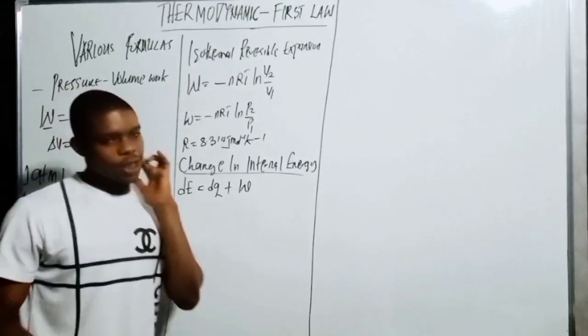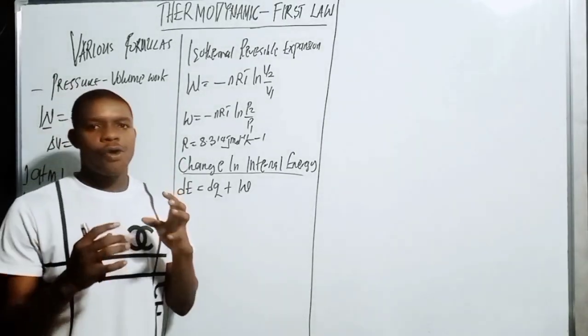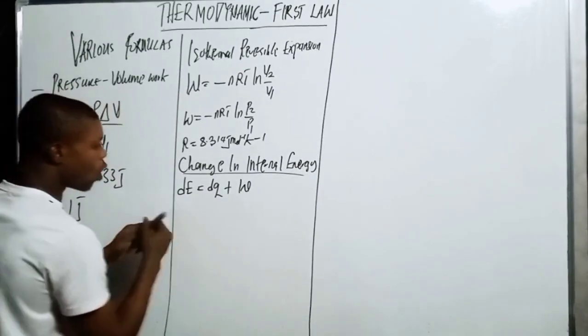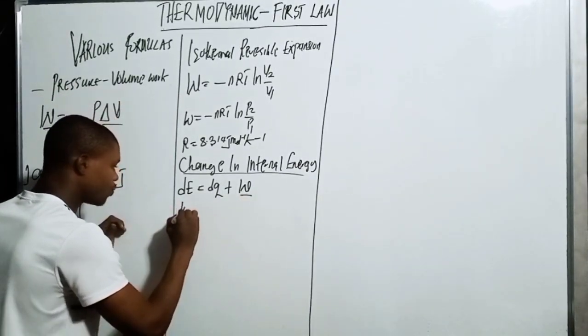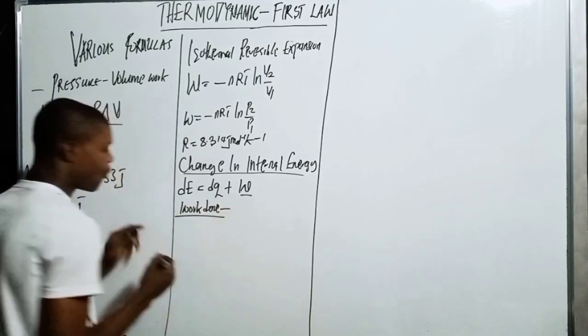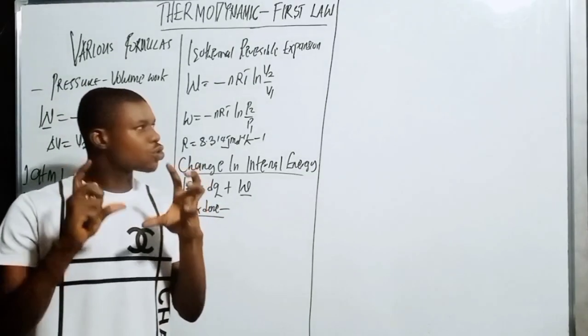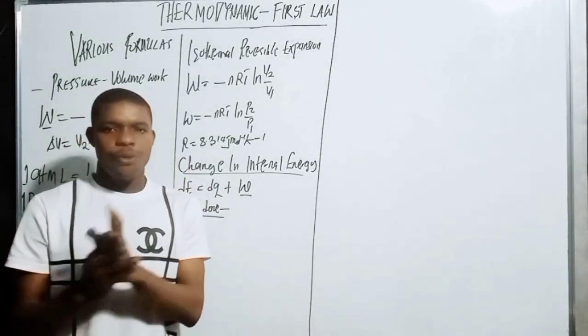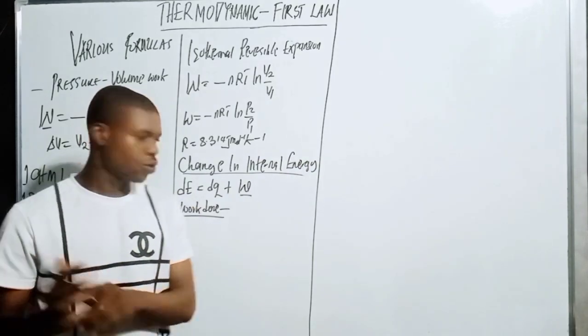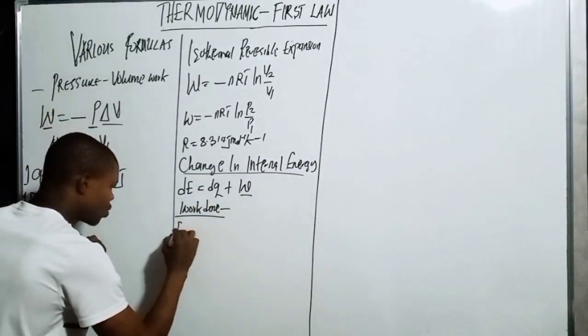Now look at something here. We have two types of work, so we have to focus now. Let's focus on work done. We have two main types of work done: expansion work done and compression work done. So we talk about expansion.